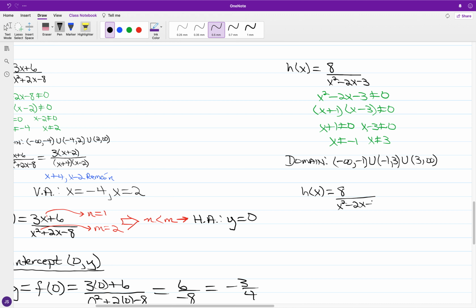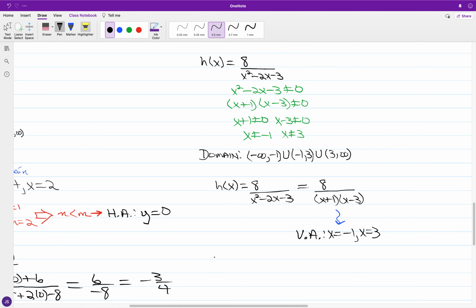And just for the factored form of this ratio, neither factor from which the restricted values originate will be eliminated. So both of these restricted values are going to become vertical asymptotes. Okay, so those are the vertical asymptotes: x equal to negative 1 and x equal to 3.